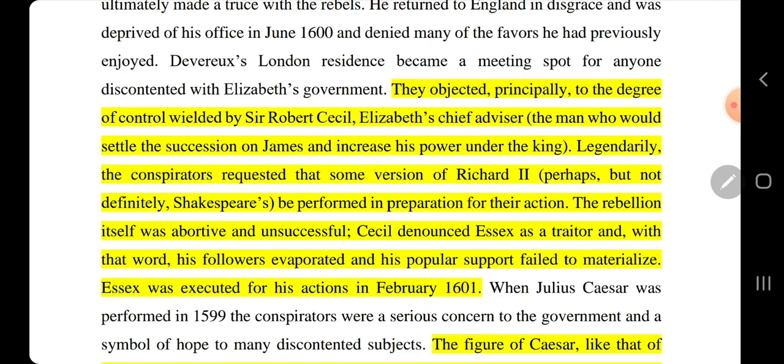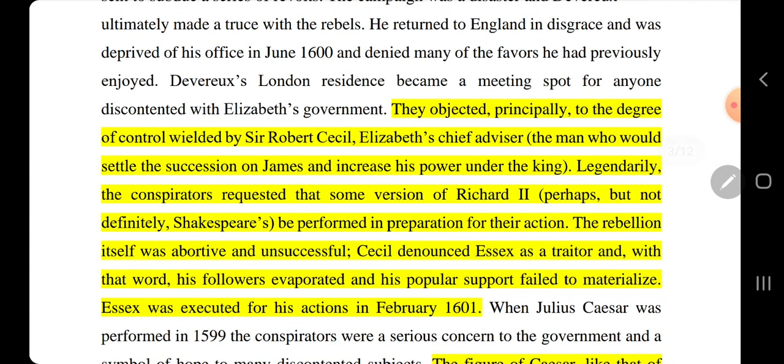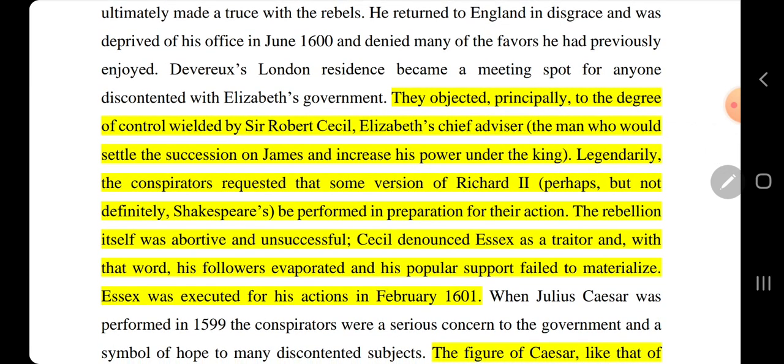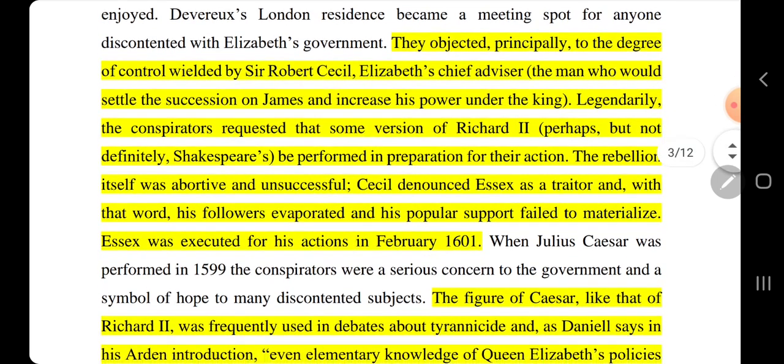And do you see this, student? What's happening here is that the people who stood against Queen Elizabeth wanted to motivate people against her. So what they did, according to the legend, was request that some version of the play Richard II, or something like it, be presented in front of them, just to make people aware of their action, or the things they actually wanted to do against Queen Elizabeth.